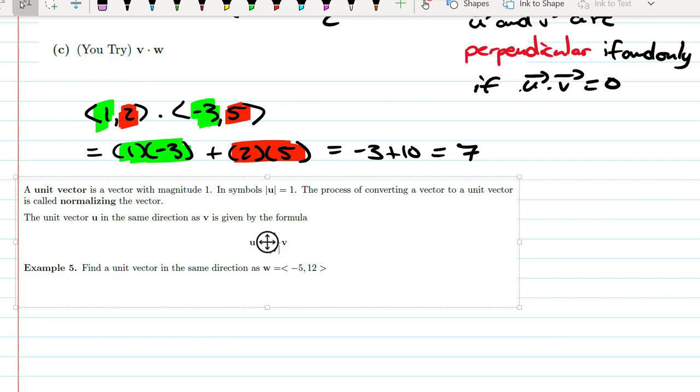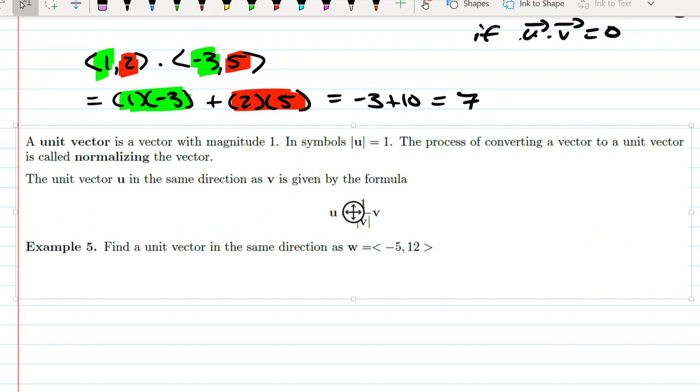The next thing we want to talk about is a unit vector is a vector with magnitude 1. Just like a unit circle was a circle with radius 1, a unit vector is a vector with magnitude 1. So in symbols, we write the magnitude of u equals 1. The process of converting a vector into a unit vector is called normalizing the vector. The unit vector u in the same direction as vector v is given by the following formula. So u as a unit vector is equal to 1 divided by the magnitude of v times v. So this would be a unit vector that has the same direction as the vector v, but it has length or magnitude 1.